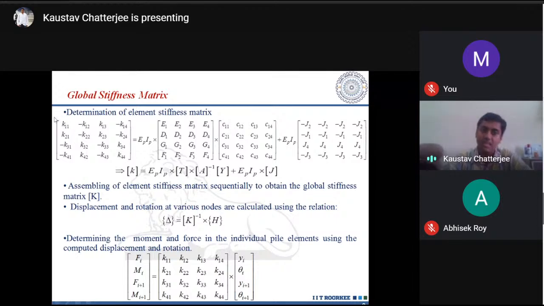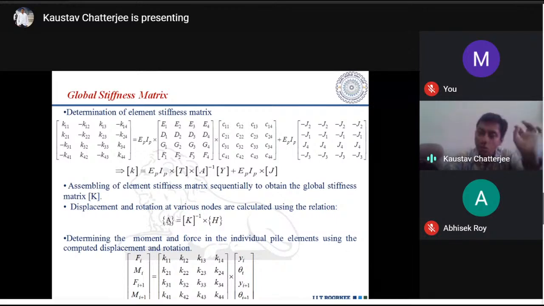K11, K12 with the proper symbols is given by this expression, equal to EpIp into this term into my C matrix, which I've already obtained in the previous step, plus this matrix. So what we have done is that the element stiffness matrices obtained for each element at various nodes have been arranged sequentially, or assembled sequentially, to obtain the global stiffness matrix. And after obtaining the global stiffness matrix, if I know the lateral load vector H from the ground response analysis, I can determine my delta, that is nothing but my displacement at various nodes and also the rotation at various nodes.